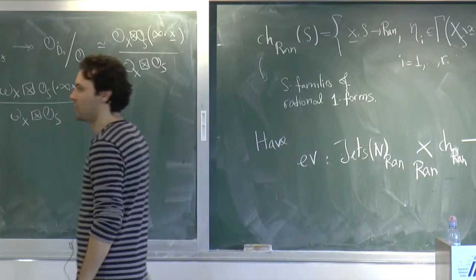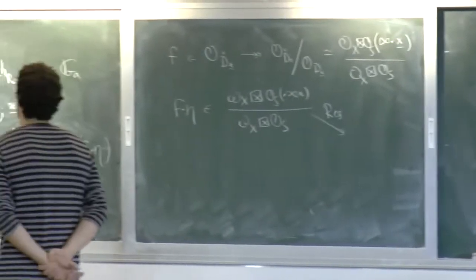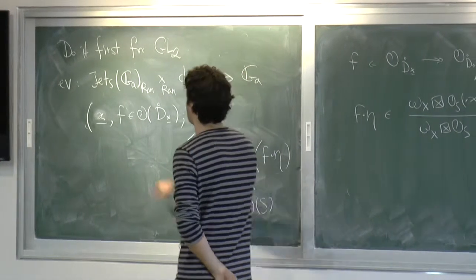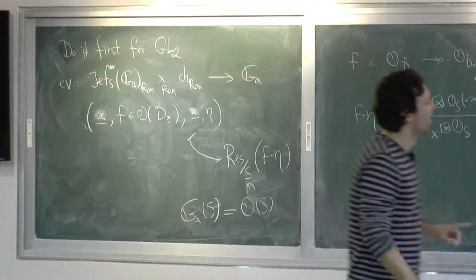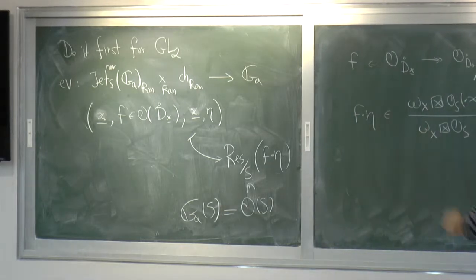Aren't they just regular jets of G? Why do you have functions on the punctured disk then? What are so meromorphic? Okay, sorry, thank you. Maybe I said it the first time and then I erased it. Thanks for correcting.